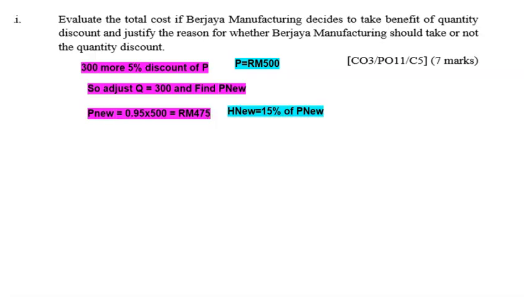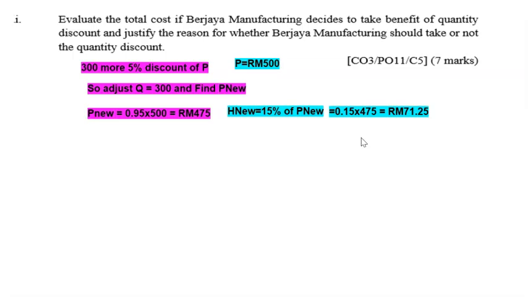Then remember the H is 15% of the price, so we need to calculate the new H also. If the price changes, the H will change. So H is 15% of the new P, 475. So 0.15 times 475, so we get 71 ringgit 25 cents.